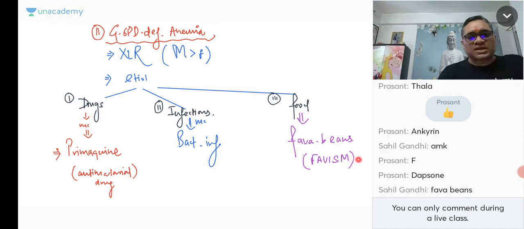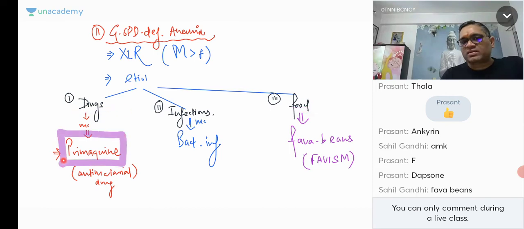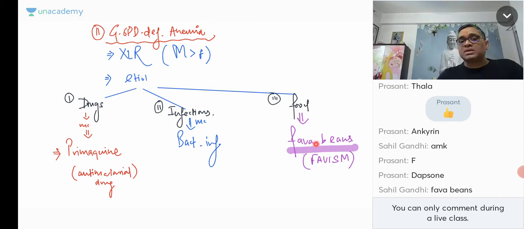So these are the three important things for the etiology of G6PD deficiency anemia: drugs, infections, food. Amongst the drugs, what is most common? Primaquine, the anti-malarial drug. Infections, what is most common? Bacterial. Food, fava beans, and when fava beans cause G6PD deficiency anemia, it is called favism. So these are the etiology of G6PD deficiency anemia.